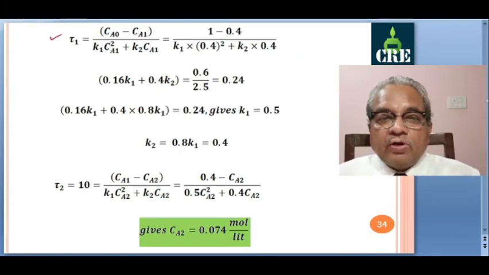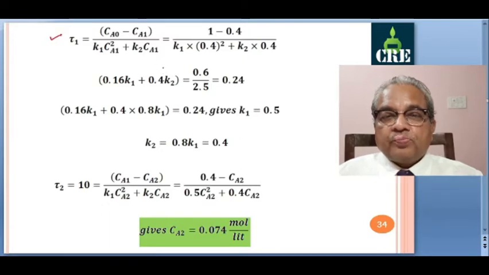So for the first reactor I will write tau 1 is equal to (CA0 minus CA1) divided by (K1 CA1 square plus K2 CA1). These values I know: CA1 is 0.4, and it becomes squared, so this is 0.16 K1 plus 0.4 K2, and the numerator is 1 minus 0.4, which is 0.6, and tau 1 is 2.5.